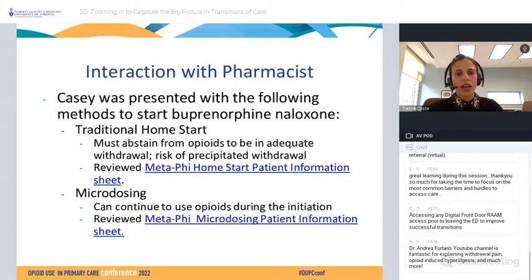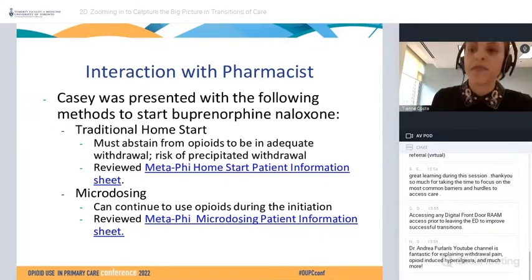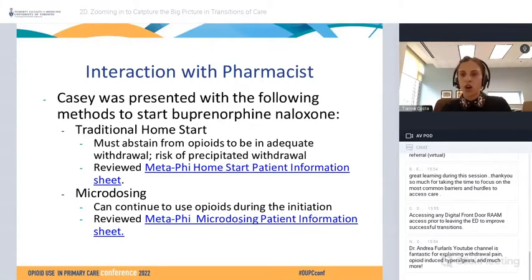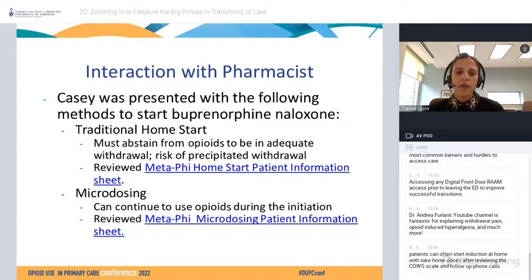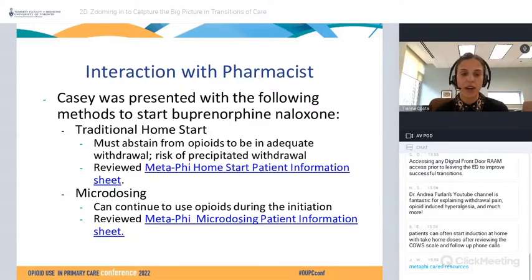So I really want to highlight the ways in which we can make this more manageable from the ED to home and then to the RAM clinic. So when Casey met with the pharmacist, he was given the two options of a traditional home start or a microdosing start. Because he wasn't going to go into withdrawal anytime soon, the team felt that he could do this at home. There are different pros and cons of doing either start method, and I'm not going to go through it just because it's not in the scope of this presentation, but I have hyperlinked information through the Medify website, and I will be providing a lot of resources from Medify just because they have so many great options.